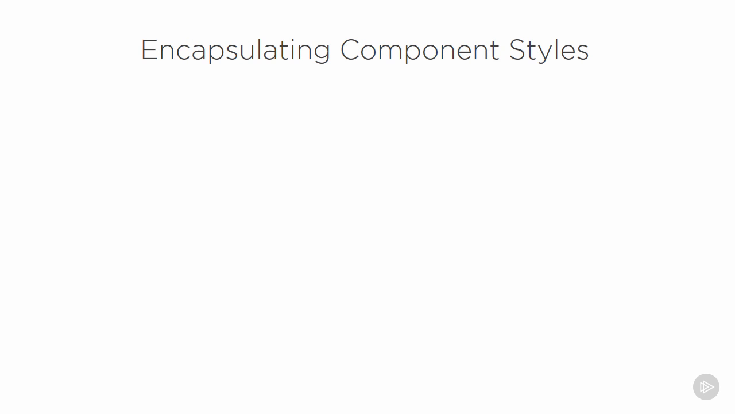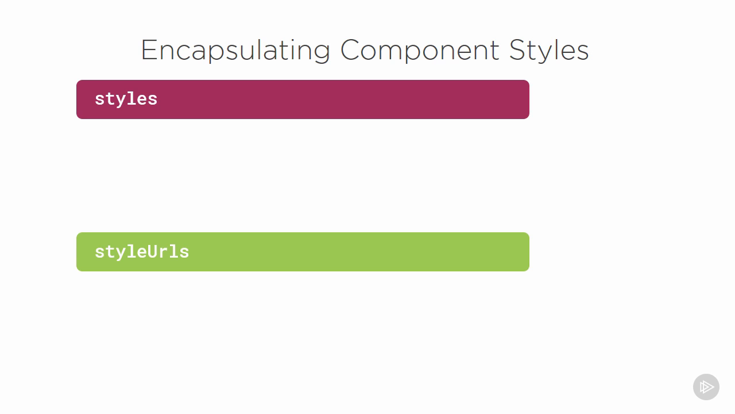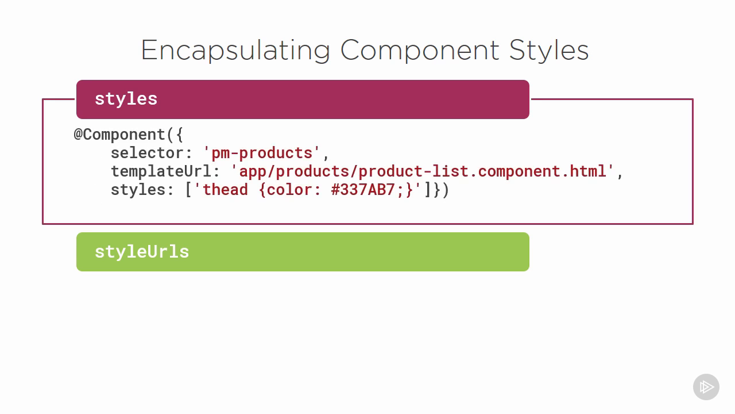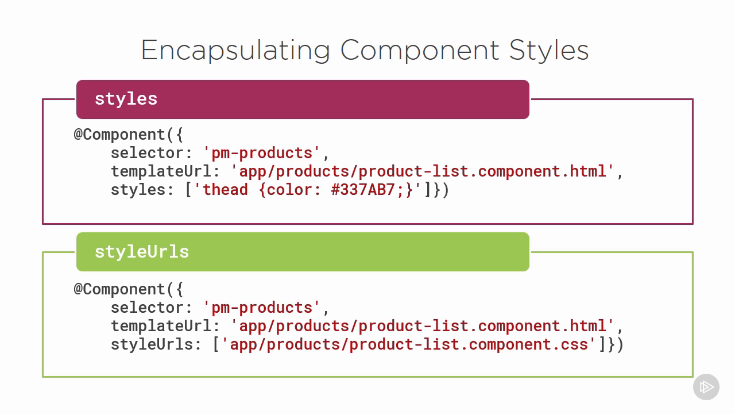To help us out with this issue, the component decorator has properties to encapsulate styles as part of the component definition. These properties are styles and styleUrls. We add unique styles directly to the component using the styles property. This property is an array, so we can add multiple styles separated by commas. A better solution is to create one or more external style sheets and identify them with the styleUrls property. This property is an array, so we can add multiple style sheets separated by commas.